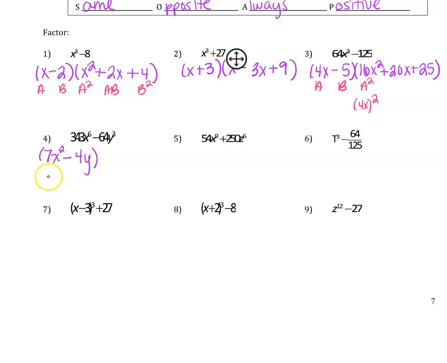Now remember, it's A, B, A squared, AB, B squared. So when you square this whole first part, that's a 49x to the 4th. Okay? Our middle term would be 28x squared y. And then b squared, again, you're squaring this whole product. So this would be 16y squared. Same, opposite, always positive.